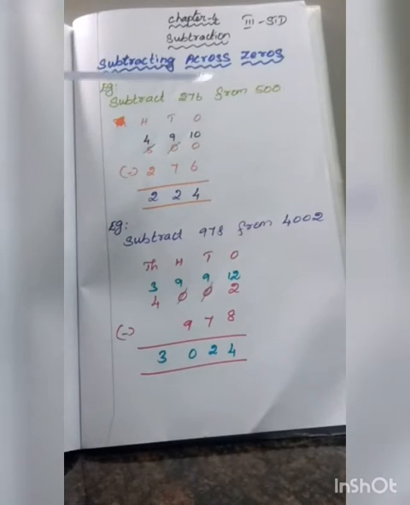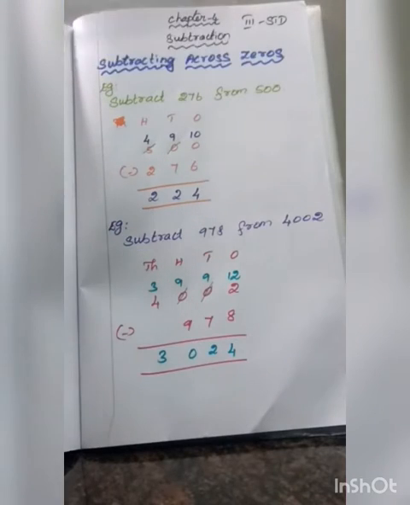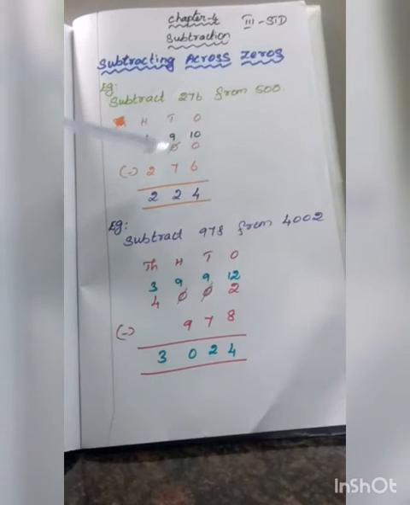Subtract 276 from 500. Okay. So you have to subtract 276 from 500. You have to arrange the numbers according to their place value. In your question, again and again I repeat, the number present after "from" is the first number you write. So which number is there after "from"? 500 is there. So you have to write 500 first.